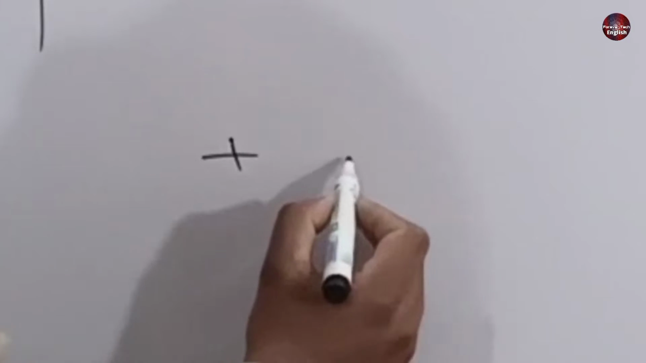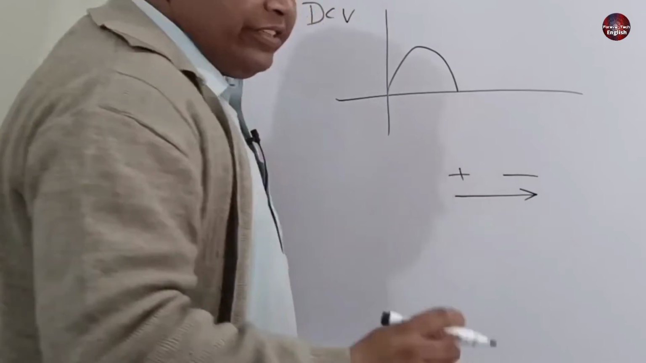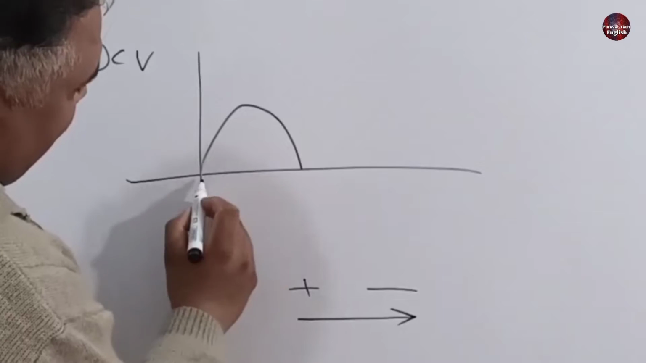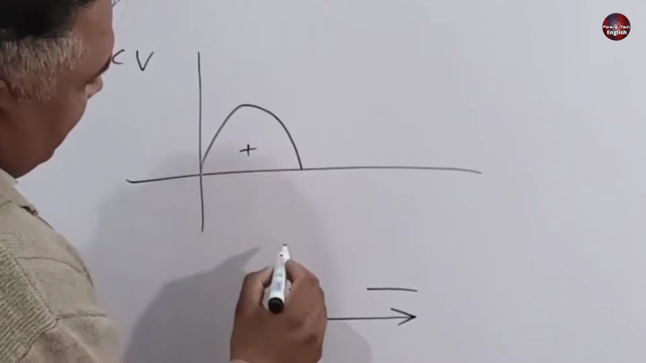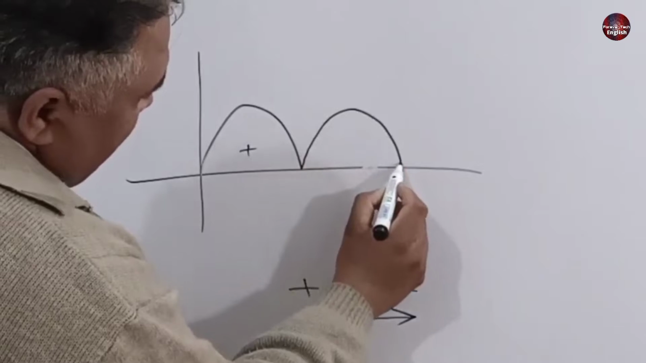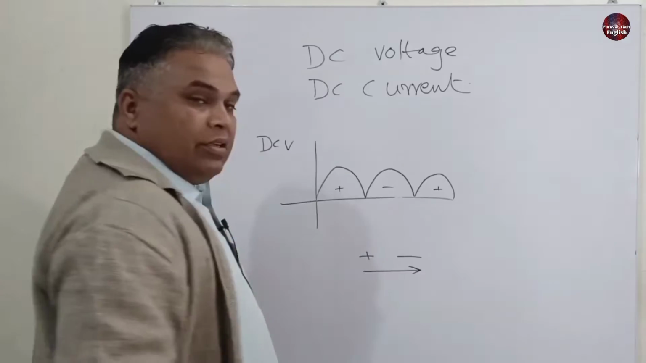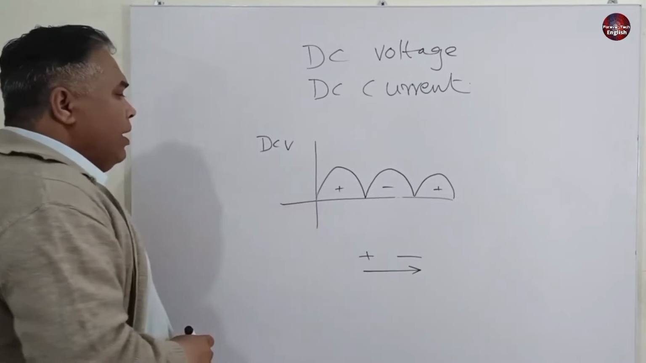The direction of the DC current is in one direction, which is that it moves from positive to negative. Its direction does not change. A positive wave is made here. The next wave will also be made on the same axis of the graph, which will be the negative wave. The positive and negative will keep moving on the same axis.